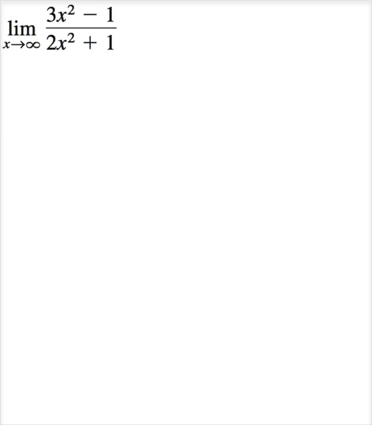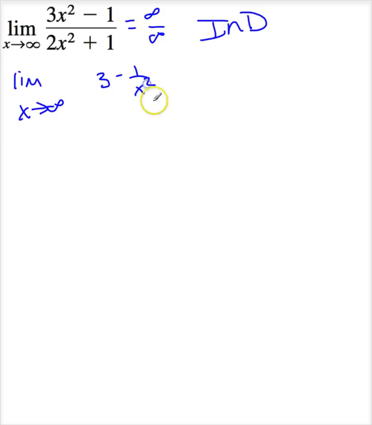Now suppose I'm looking at a limit that goes to infinity. This would be infinity over infinity. This is indeterminate. Now you remember there's a technique we can use where we divide the numerator and the denominator by the highest power. So this is the limit as x approaches infinity of 3 minus 1 over x squared divided by 2 plus 1 over x squared. Those two go to 0, so this is 3 halves. We have a number of other rules we could have used here.